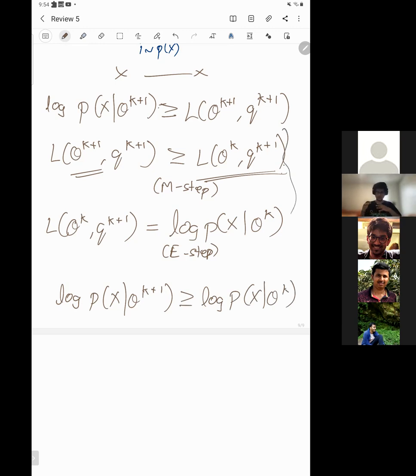As a sanity check, you can see that with every iteration we are increasing our log of p of x. So with every iteration of theta, in the next iteration the estimate of our log likelihood is better than our previous estimate. So congratulations, we are done with the EM algorithm. We'll see a couple of examples, but that is the essence of the entire EM algorithm.